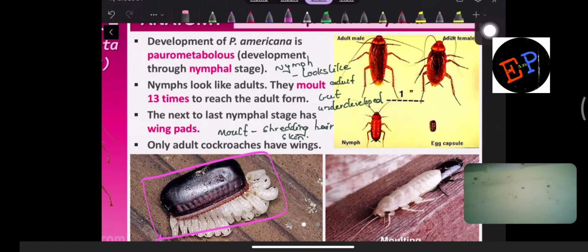What is meant by nymph? We have some types of development. Direct development is present. Indirect development is present. What is meant by direct development? Human beings have direct development.